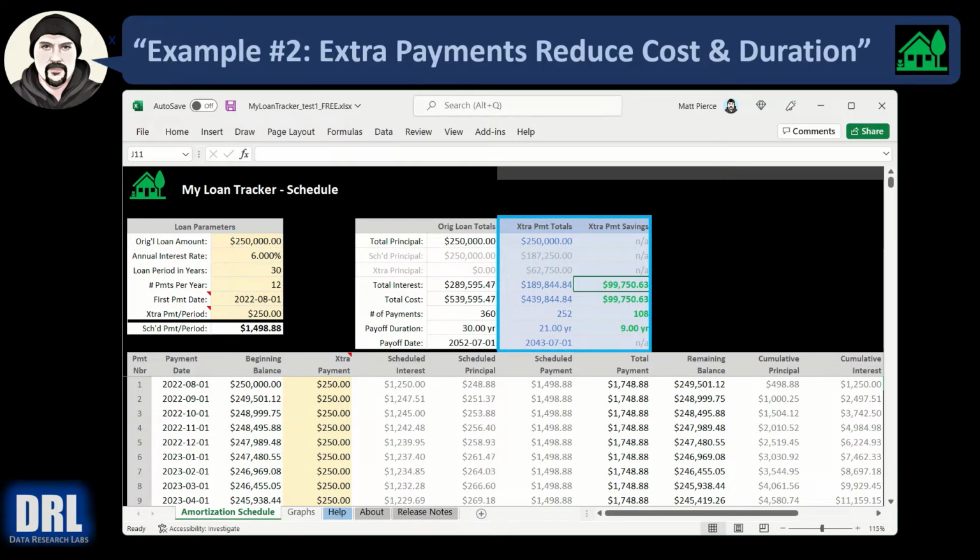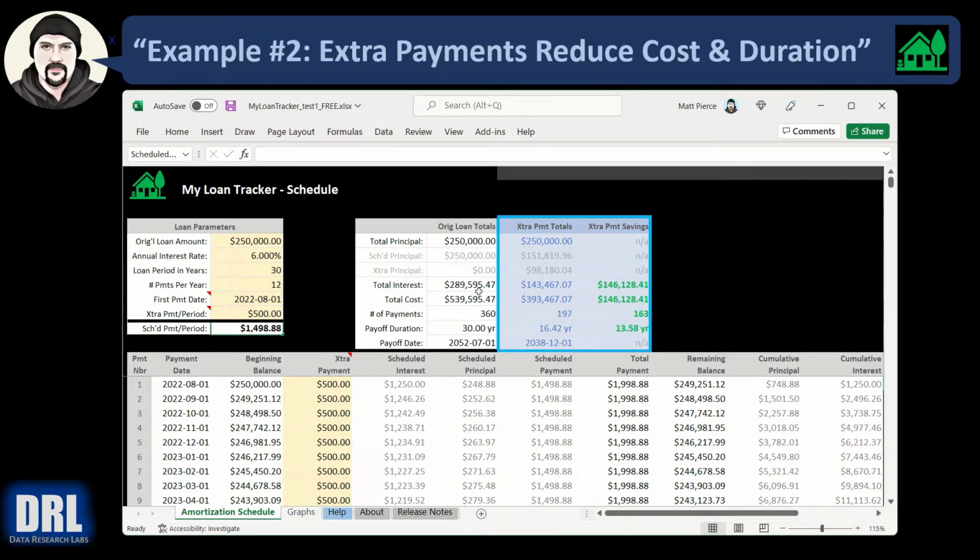So $250 is fantastic. Now, if we repeat the process and go to 500, do you think these values are going to double? And the answer is they're not, but they do go up. If you double your monthly payment, we go from 30 years down to 16.42, so it's a 13.5 year savings, and it was 9 years.